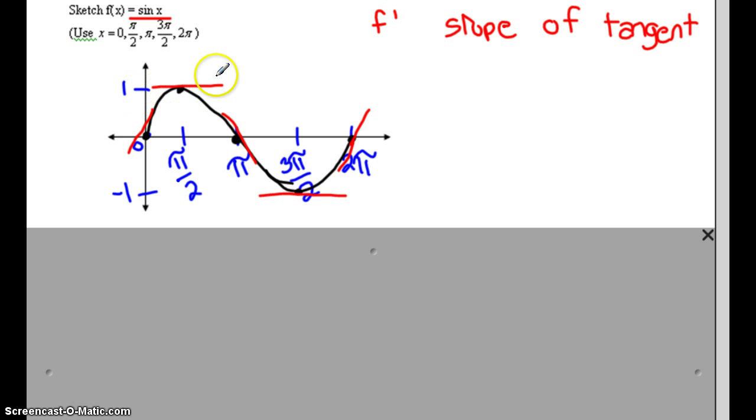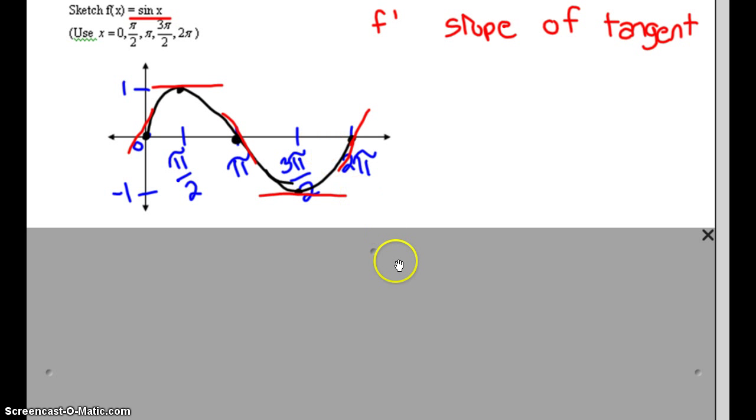At pi over 2, this is definitely a horizontal, so my slope is 0. At pi, it looks negative, so maybe negative 1. At 3 pi over 2, the slope of my tangent looks like it's 0 again, because it's a horizontal, just like at pi over 2. And then at 2 pi, it is positive again, so let's say that's positive 1.